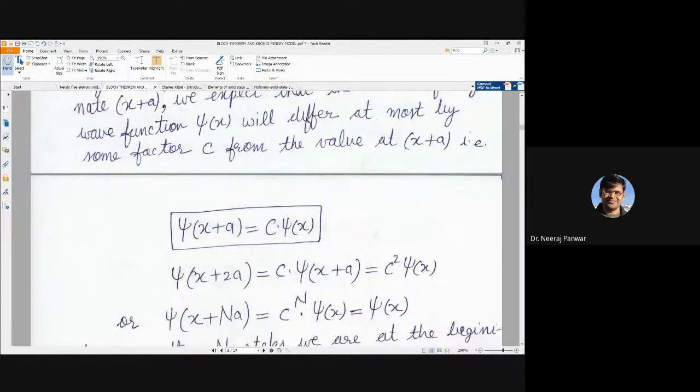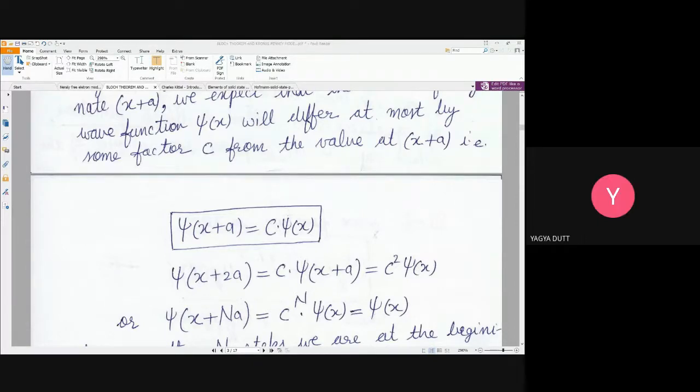Now, the wave function at psi x plus 2a will be related to the wave function psi x plus a through this constant, and we can write it in terms of psi x. So psi x plus 2a would be equal to c square psi x.